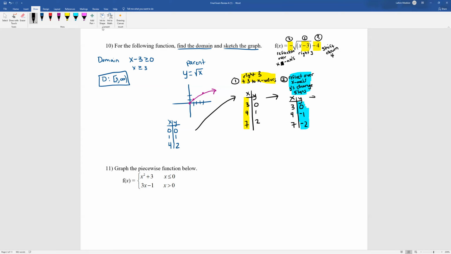And then finally, and this is where I'm going to add my graph underneath, because this will be our final part of the transformation, we need to shift down 4. That means we're going to subtract 4 from our y's, again from the table we just built. So 3, 4, and 7 haven't changed. This will be -4, -5, and -6. So we're going to graph these 3 new points. This is our final setting. We've done all the transformations in the order of operations.